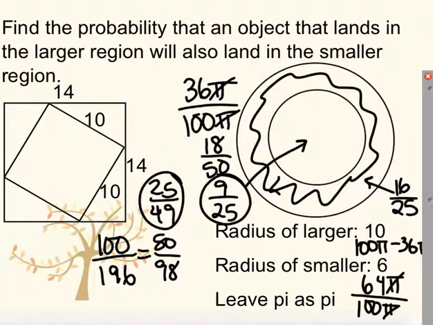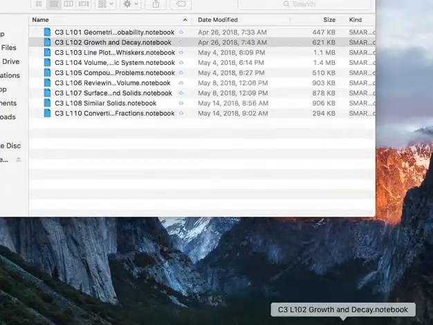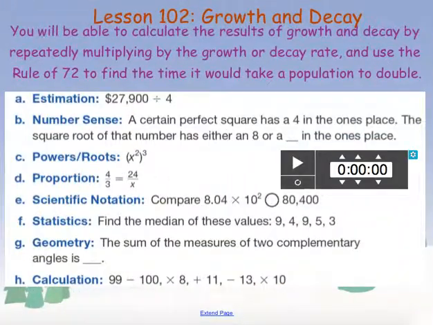Now we're going to switch gears into lesson 101, which is about growth and decay. So let me just bring up that lesson here. So growth and decay, we're going to be looking at how things exponentially grow and also using the rule of 72 in order to figure out how long it takes for something to double, or how long it takes for something to be cut in half if we're talking about decay.